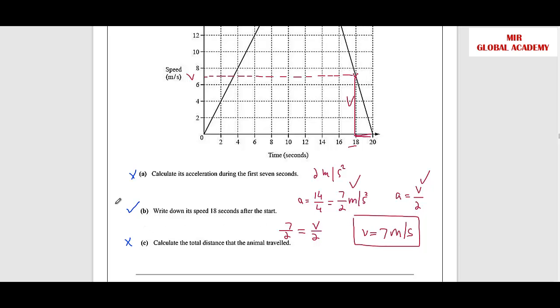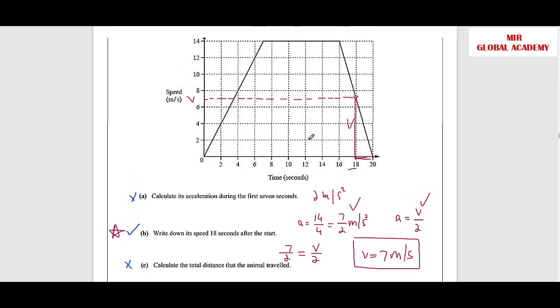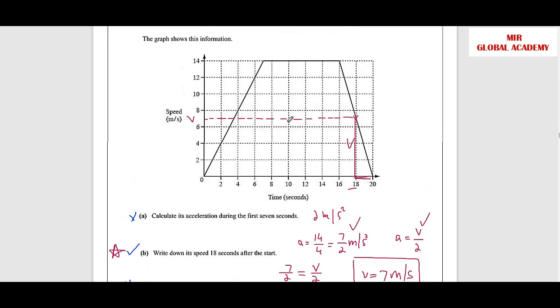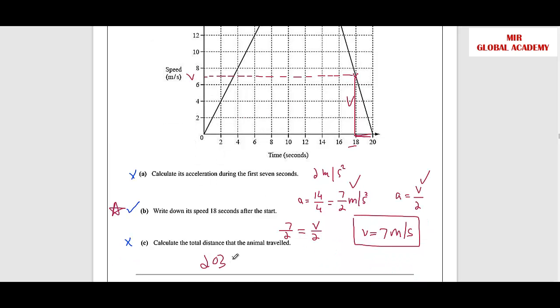This is an important question. So at 18 seconds, the speed was 7 meters per second. This is the accurate speed at this point of time. Calculate the total distance that the animal traveled. The total distance is basically the area under this graph, and the shape is a trapezium. So try it yourself. The answer is 203 meters.